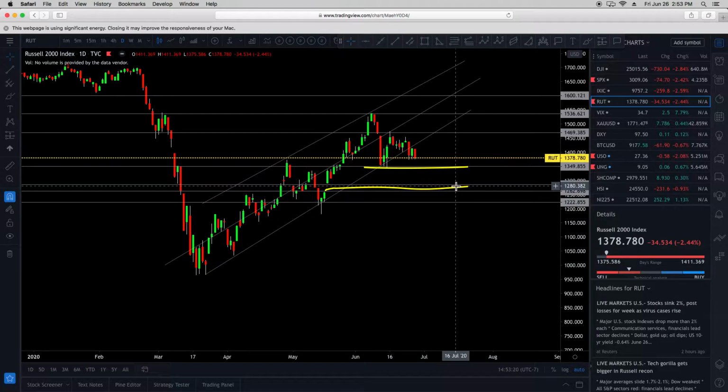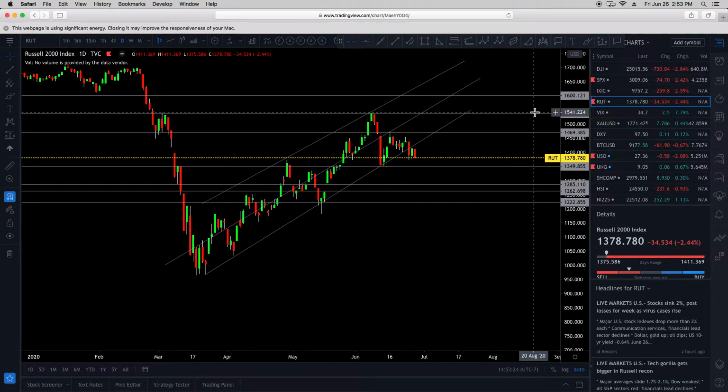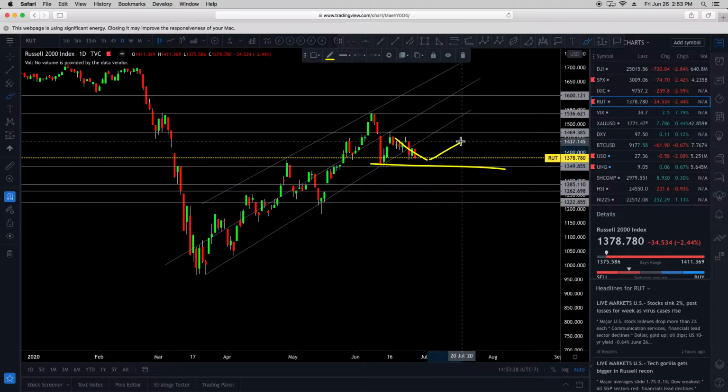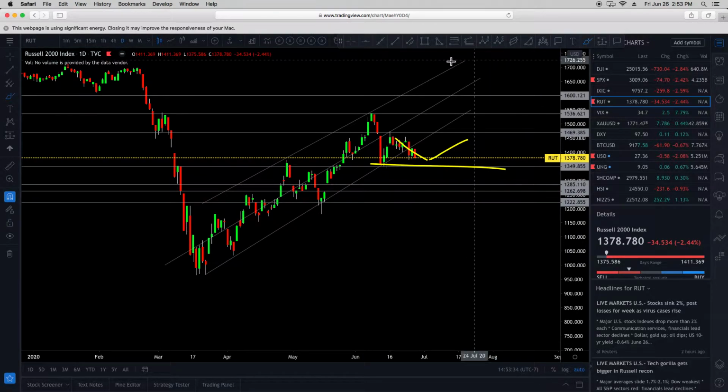All right, let me just erase this for next time. So again, are we going to test this bottom support, or are we going to bounce out and test the resistance? So it looks less bullish than before.